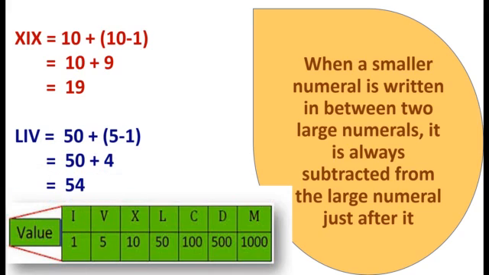If I take another example, it is LIV, so 50. Again two bigger values are here, and in between the smaller one is here. The value of L is 50, and then IV. So we will subtract I from V, that is 5 minus 1, that is 4. So 50 plus 4 is 54.